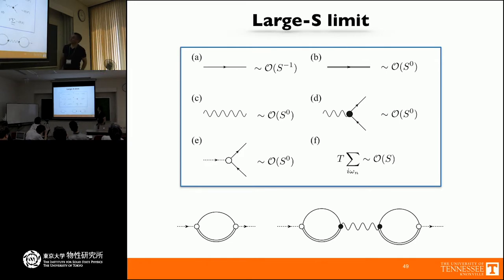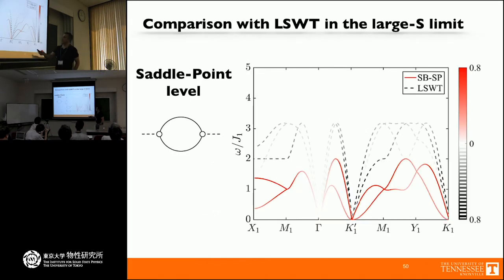And indeed, when you do that, by taking the large S limit at the saddle point level, this is a comparison between linear spin wave theory, that is the dashed line, the intensity reflects the spectral weight, and what you get at the saddle point level. So at the saddle point level, you have two problems. One is that the velocity of the Goldstone modes is the same for all of them. The other problem is that you have these spurious modes that become gapless in the large S limit. So you have these quadratic gapless modes that are also incorrect.